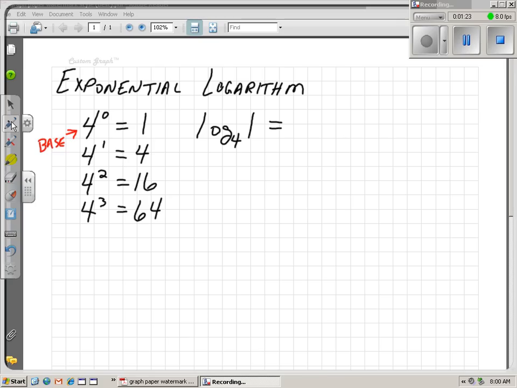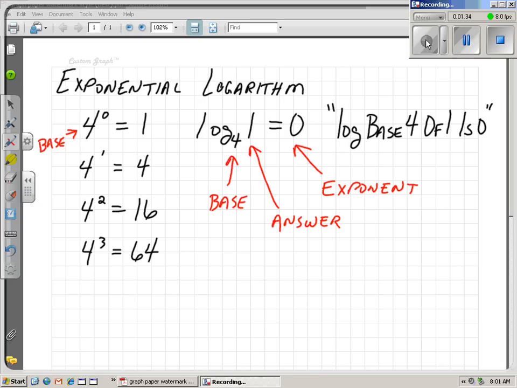Log base 4 of 1 is 0, and the exponent's out here by itself. We say log base 4 of 1 is 0. We just put the base right beside the word log in the lower numbers. That's called a subscript. So log base 4, written small, of the answer 1 gives us the exponent 0. And that's the whole idea. We want to get the exponent by itself. We're solving for an exponent.